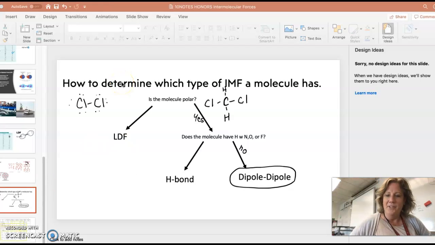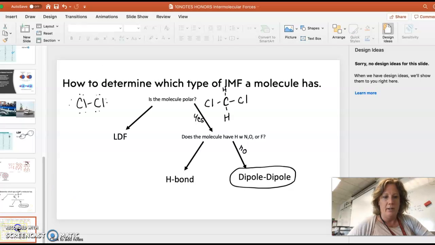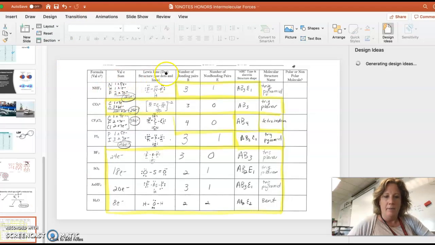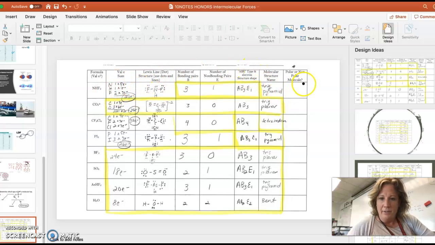So this is a continuation. I can't remember exactly where I got cut off, but I was just trying to show you how to use this flowchart to determine what kind of IMF a molecule has. So let me show you some real ones here, and I'll use that flowchart as what I ask myself as I go through.